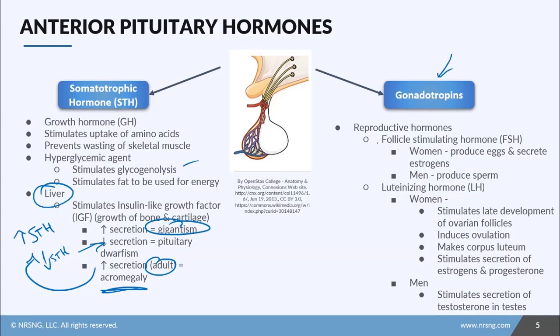And the gonadotropins that we look at are FSH, the follicle stimulating hormone, and then the luteinizing hormone. Now, with the follicle stimulating hormone in women, what it does is it produces eggs and secretes estrogen, whereas in men, it helps to produce sperm.